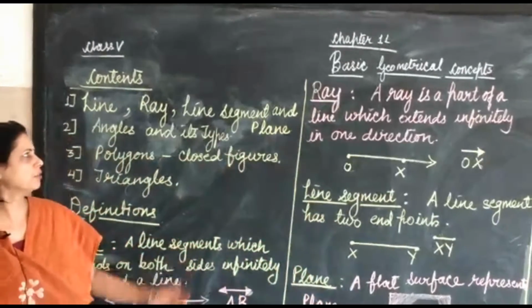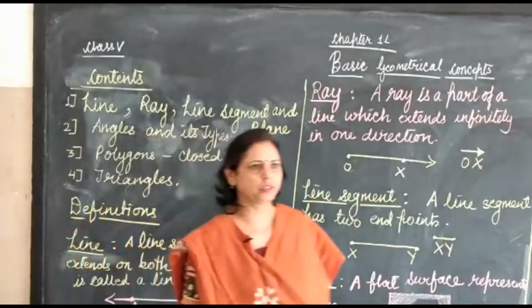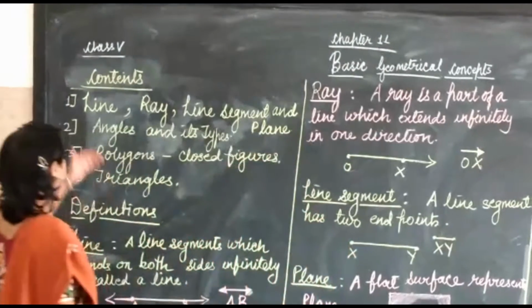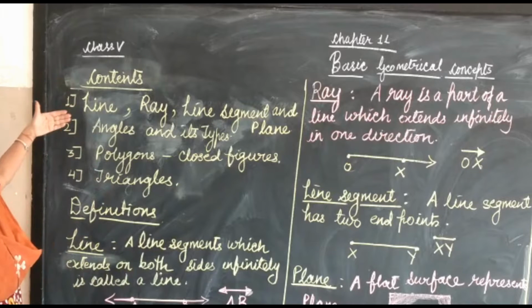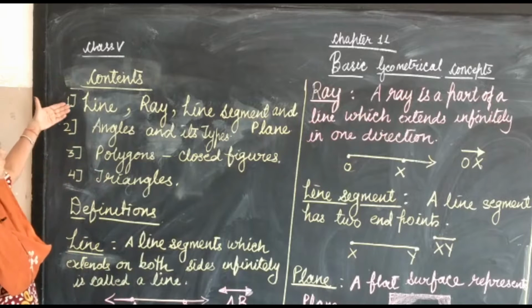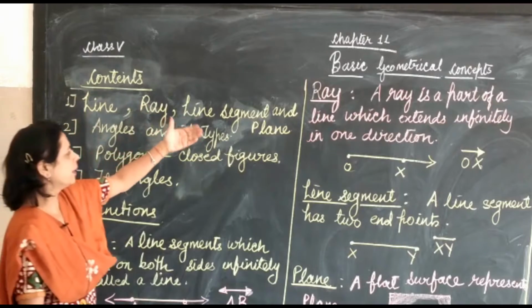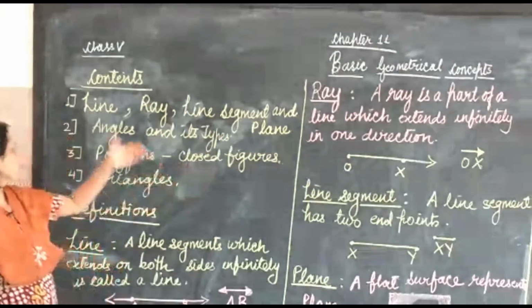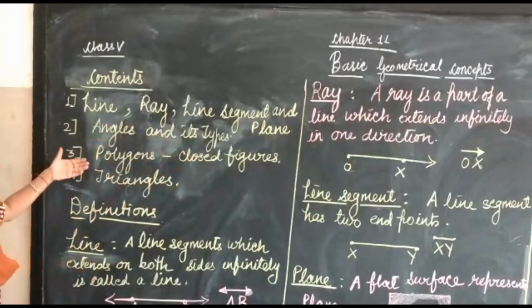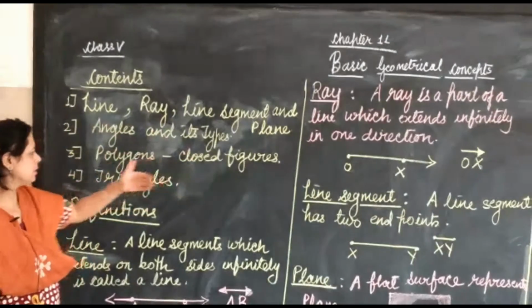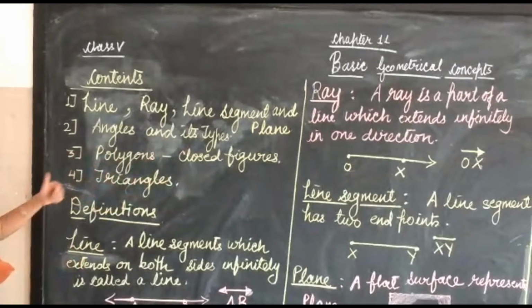Today we will start with chapter 11, Basic Geometrical Concepts. In Basic Geometrical Concepts, we will study the different parts: line, ray, line segment and about the plane, angles and its types, polygons, closed figures and triangles.